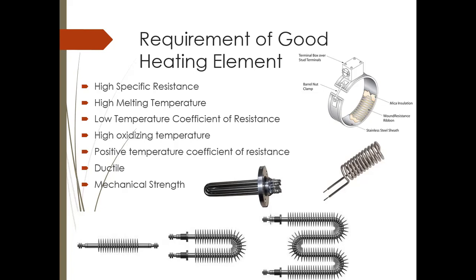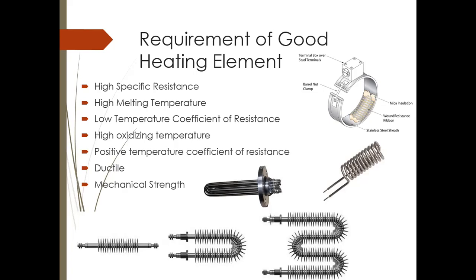There should be a high specific resistance. When the specific resistance of the material of the wire is high, only a short length of it will be required for a particular resistance, and hence the heat produced will be more for the same length of wire and current. For high specific resistance, the heat produced will be more and more as compared to low specific resistance elements.